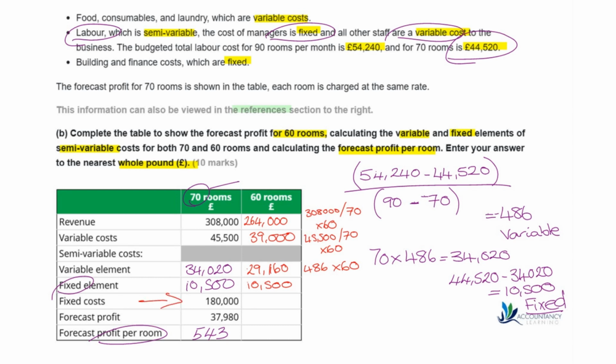So now fixed costs, these are going to stay the same because these are fixed, they can't move. And then when you take your variable costs, your semi-variable costs and your fixed costs away from your revenue, you get a profit figure of 5,340. And then to get the forecast profit per room, we're going to then divide that by 60 to get 89.